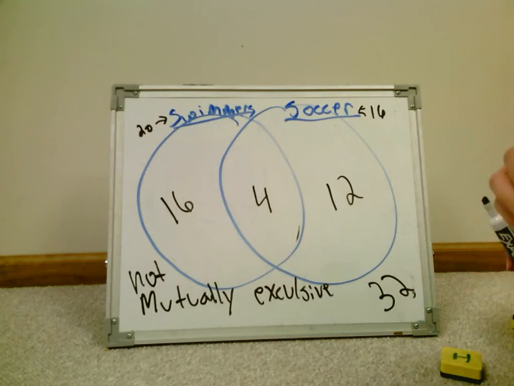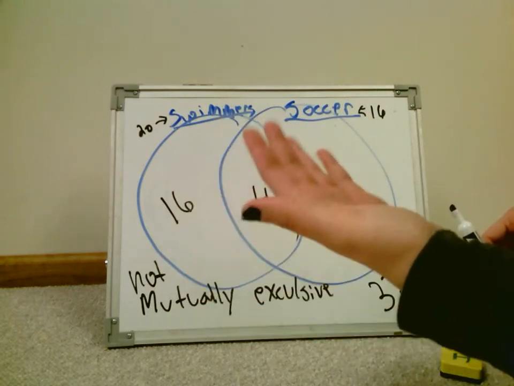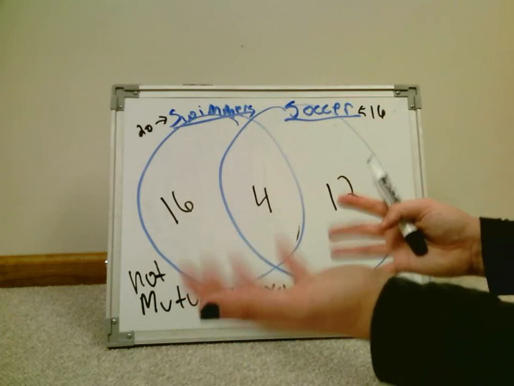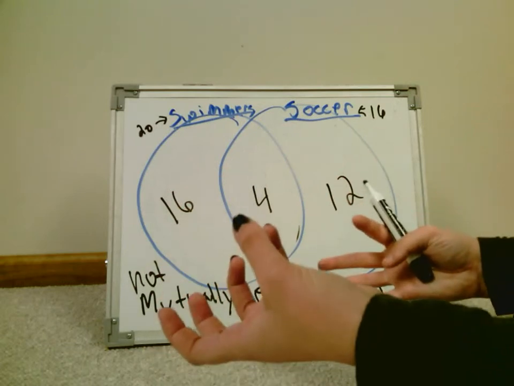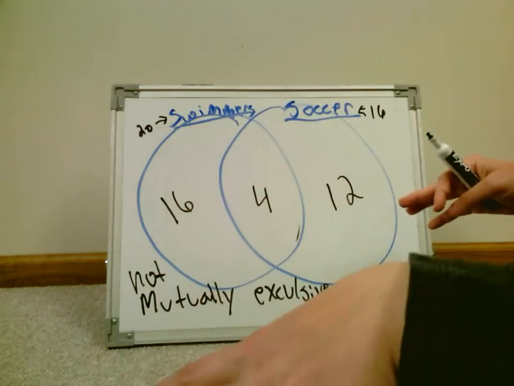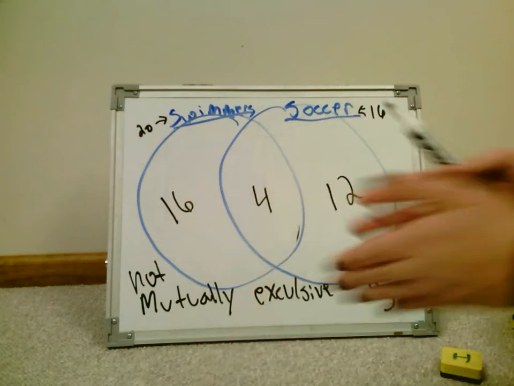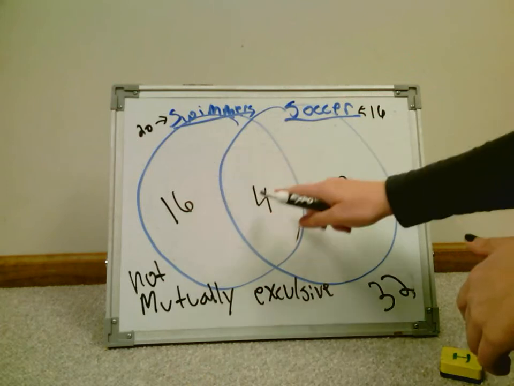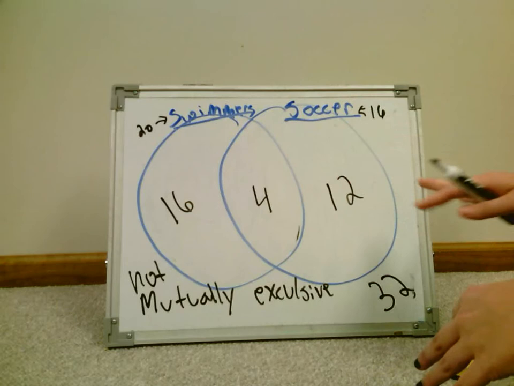Like, let's say the event of picking a heart from a deck of cards, and also rolling a 6. Those two events are completely separated, okay? Picking the hearts is not going to affect rolling a 6 on a die. Those events are completely separate. But anytime there's an overlap in any way, shape, or form, they're not mutually exclusive.